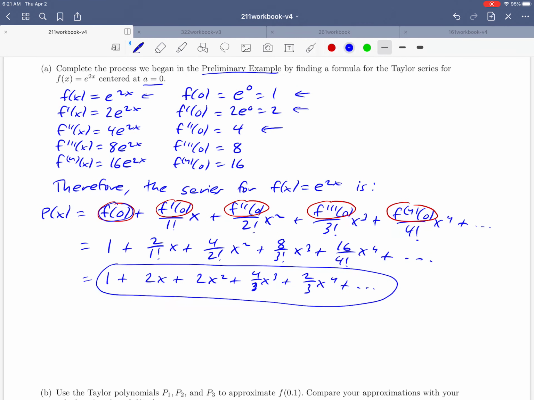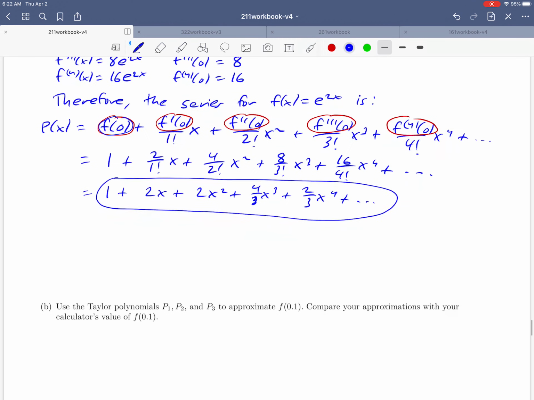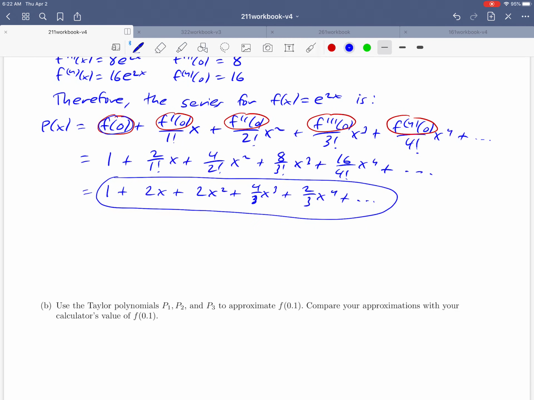And part B gets a little bit more into the reason why we would want to calculate a Taylor series. It asks us to use this series to do an approximation. Okay, so let's see if we can work through that together. So part B asks us to use Taylor polynomials to approximate the value of f of 0.1. Okay, and they'd like us to compare our approximations to what our calculator is telling us that f of 0.1 is.